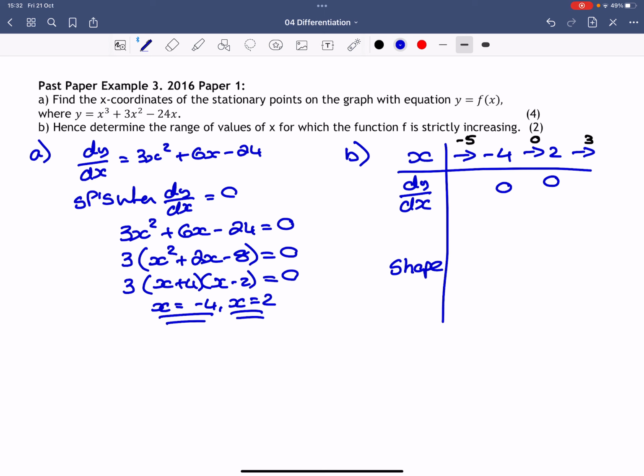If I put minus 5 into my derivative, I get a positive number. If I put 0 in, I get a negative number. If I put 3 in, I get a positive number. So it's going to be up, along, down, along, and up. I want to know when is the curve increasing. So it's increasing. Let me just underline that a bit better.